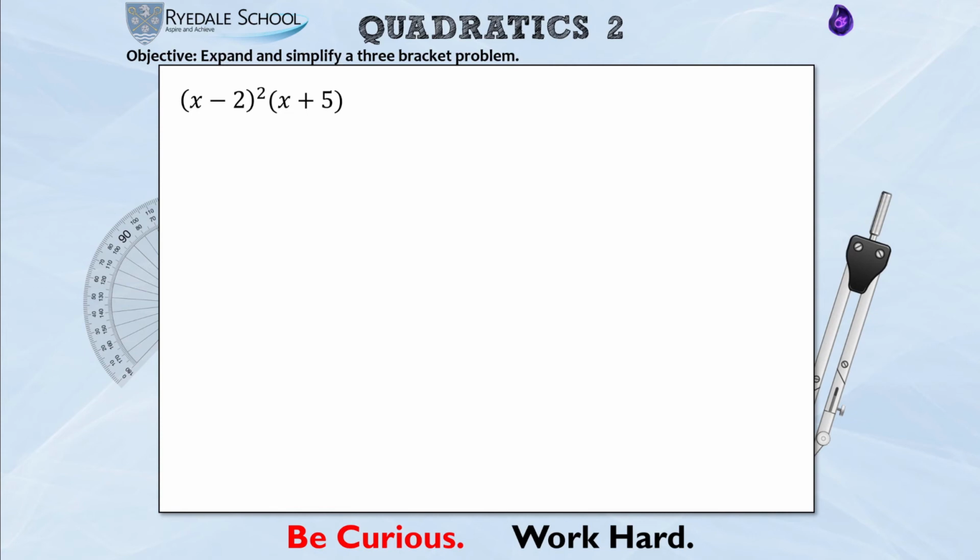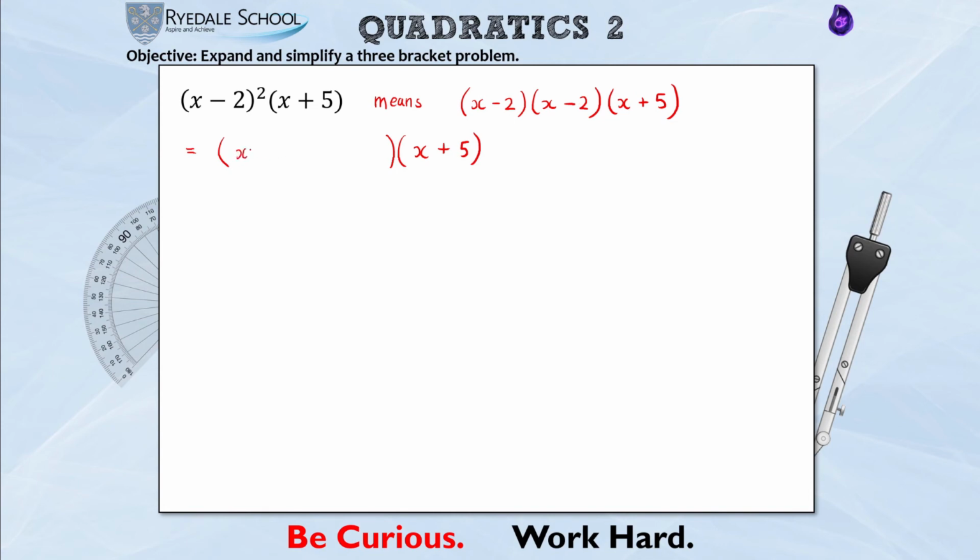Right, this is going to be my final example. I've just introduced an indice, but we know what this means from last lesson. It would mean x minus 2 bracket twice if it's being squared, and then x plus 5. So I'm going to do these two brackets first. I'll pop my x plus 5 in already at the end. And I'm going to multiply out these using FOIL.